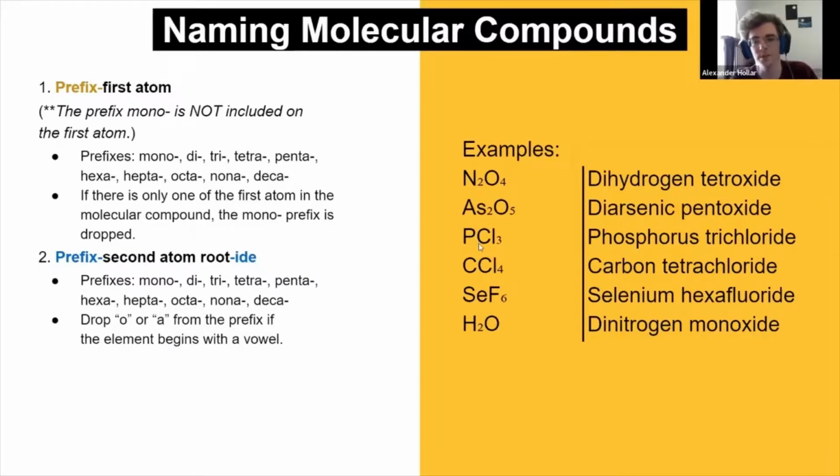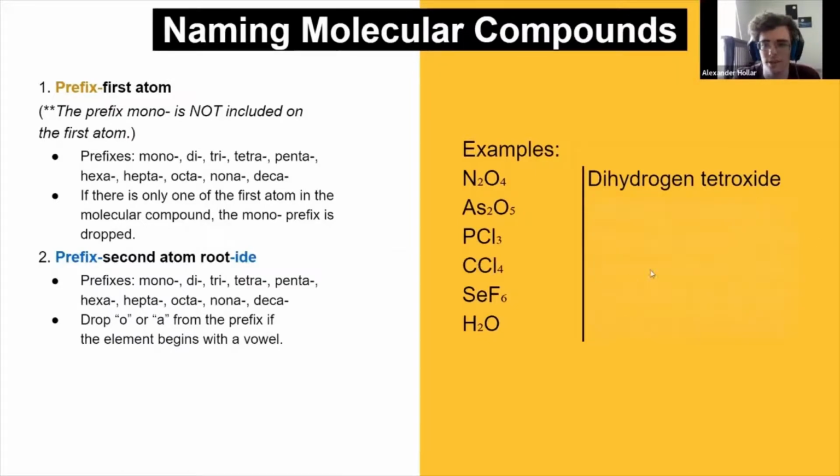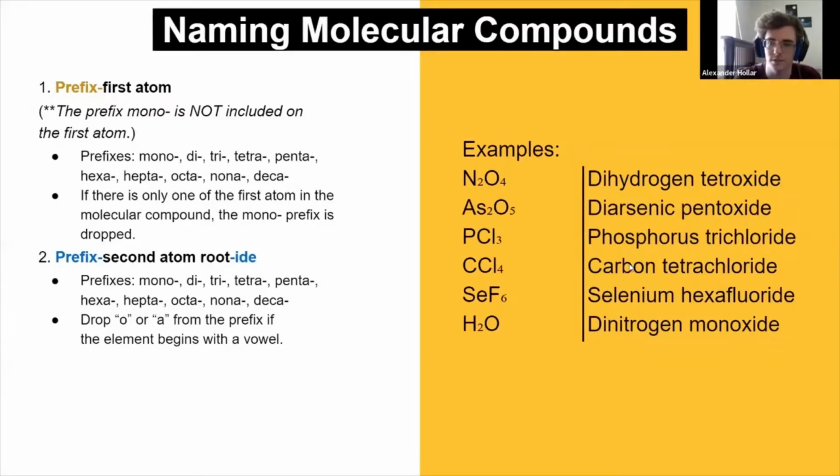Now, the next one here, we have PCl3, which is phosphorus trichloride. And we don't drop the I because it's an I, it's not an O or an A, so it's fine. And C is also not a vowel, so just trichloride. The next one here, we have carbon and then 4 chlorides, or chlorines. So then we have carbon tetrachloride.